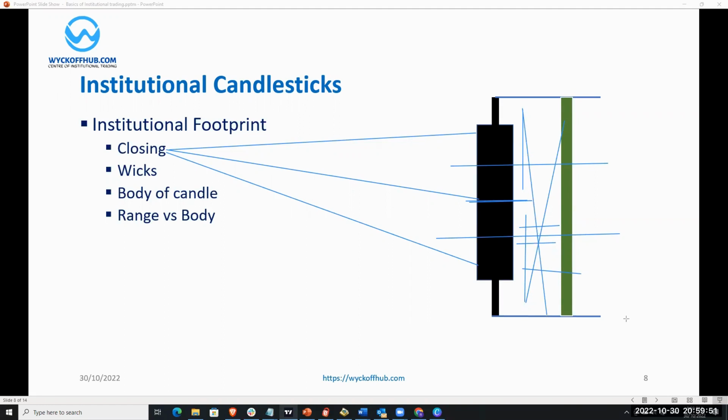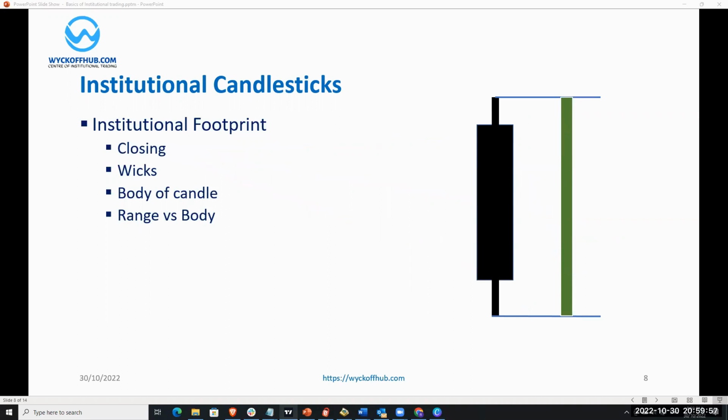You can also check all those things with the volume as well. But in the Forex market, volume is decentralized. That's why we do not consider volume a good indicator. So by locating the closing of the bar, we can understand the intention of the institution. Now let's come to the wicks.